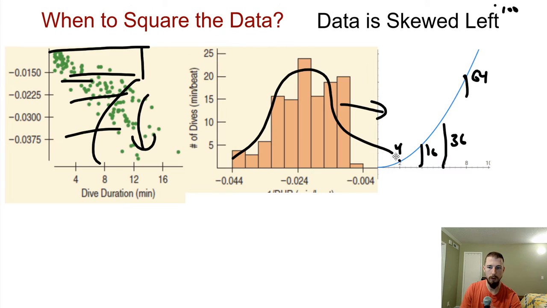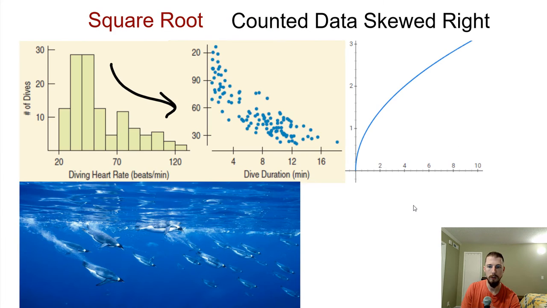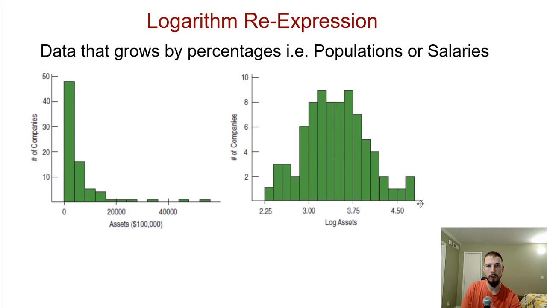If we go back to our ladder of powers, you'll notice that the square root is right here where the logarithm is a 0. And if it gets even more drastic after that, then we start going into negative powers, which are going to be reciprocals, like reciprocal square root or the opposite reciprocal. All right, so logarithm re-expressions are when we use that when data grows by percentages like populations or salaries. So heavily skewed data here, we use log of assets when it's heavily skewed to the right.